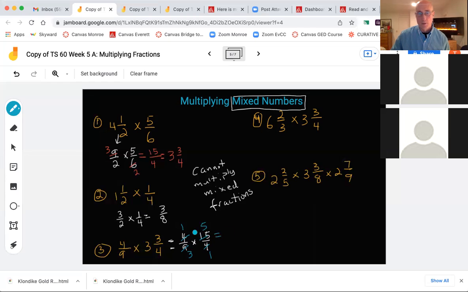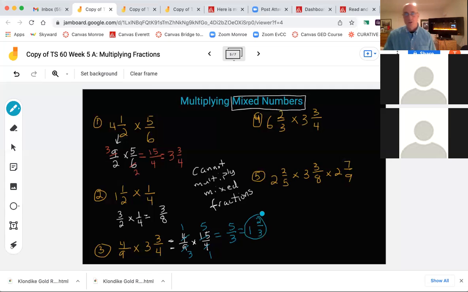Now I'm going to just multiply straight across, get a 5 over 3. I look at that, I recognize right away that's improper. So I divide: 3 goes into 5 once. There's a remainder of 2 over 3. Okay, there's my answer.